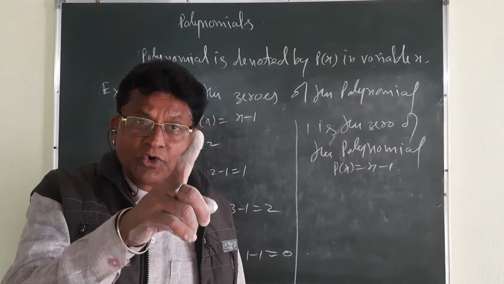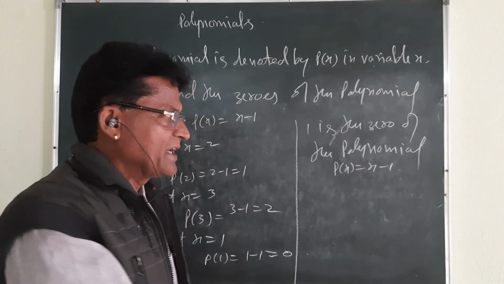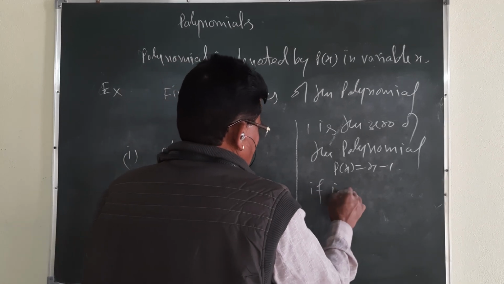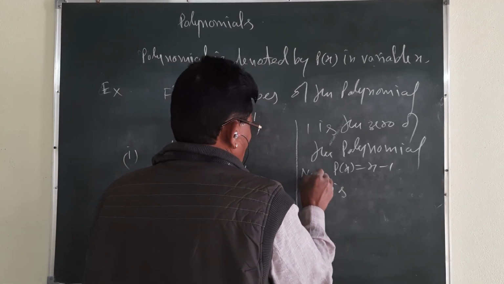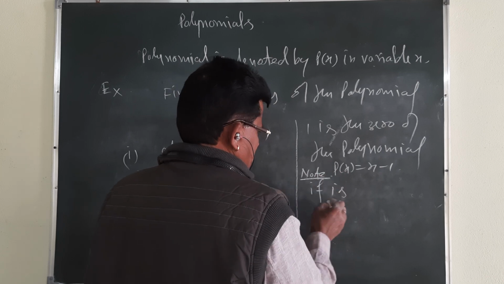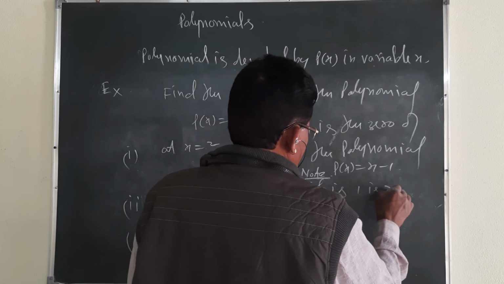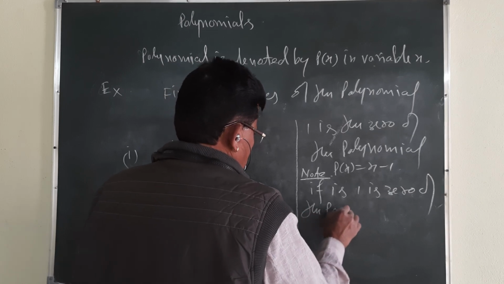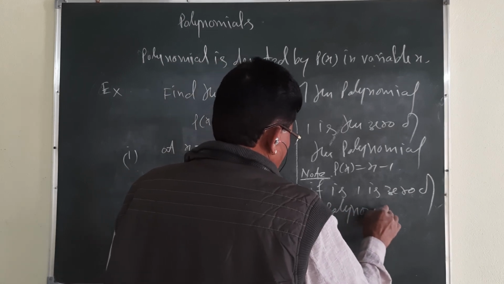One more thing I am going to tell you that is very important, which you must understand. If 1, after giving note, because it is important, if 1 is the zero of the polynomial. What polynomial?